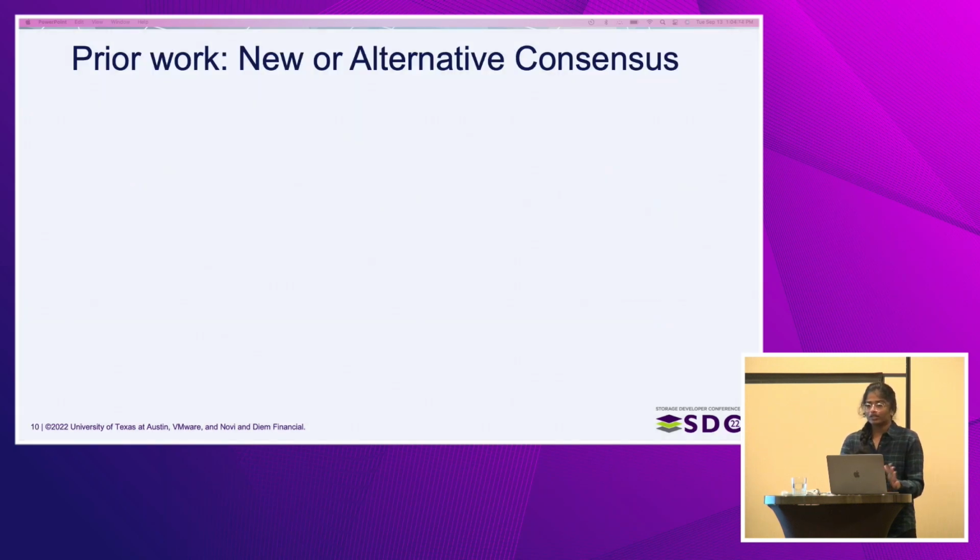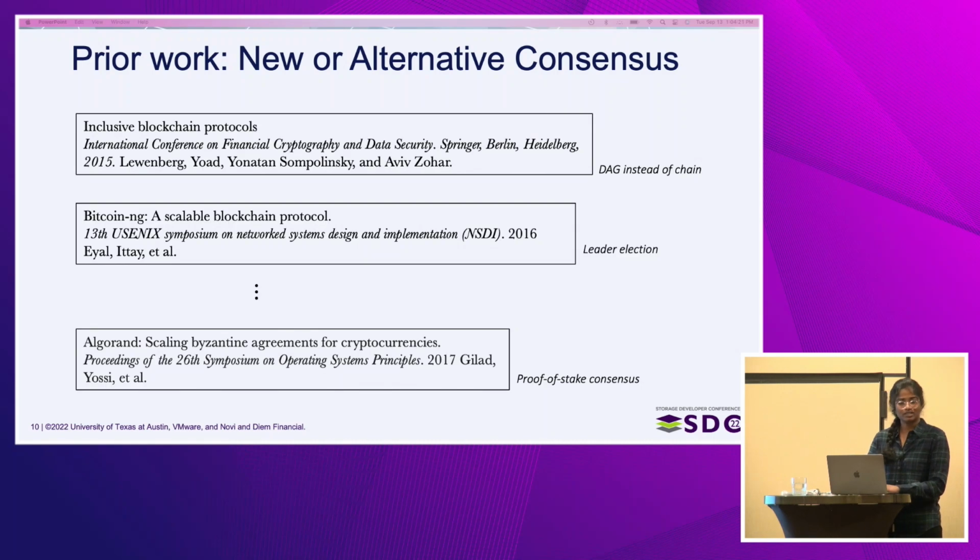Most of the prior work in this space focuses on changing proof of work consensus in some sort of way. For example, using DAG-based blockchains instead of a chain. Then there is also leader election instead of proof of work. And also there is other work that talks about replacing proof of work with alternative consensus protocols like proof of stake. Ethereum itself is considering moving to a proof of stake system.